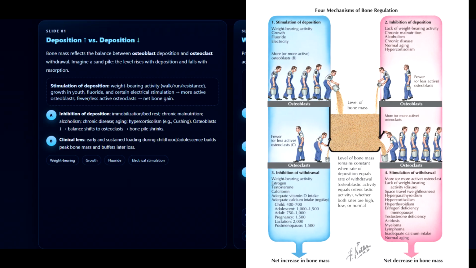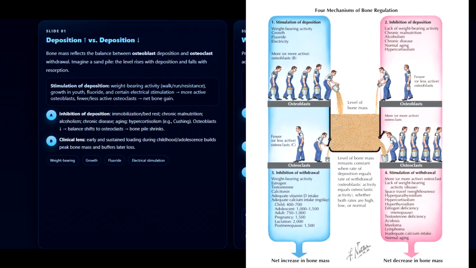Here, osteoblasts are numerous and active, laying down new matrix. What drives this? Weight-bearing activity, such as walking, running, or resistance training, is a powerful stimulus. Growth in childhood and adolescence also increases deposition, as does fluoride or even certain forms of electrical stimulation applied to bone. At the same time, osteoclasts are fewer or less active, meaning bone resorption is reduced. The result is a net increase in bone mass. This explains why physical activity is so important for building strong bones, especially during youth.